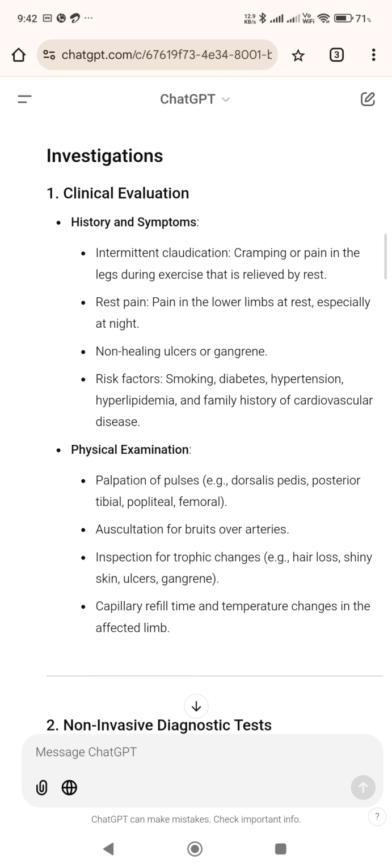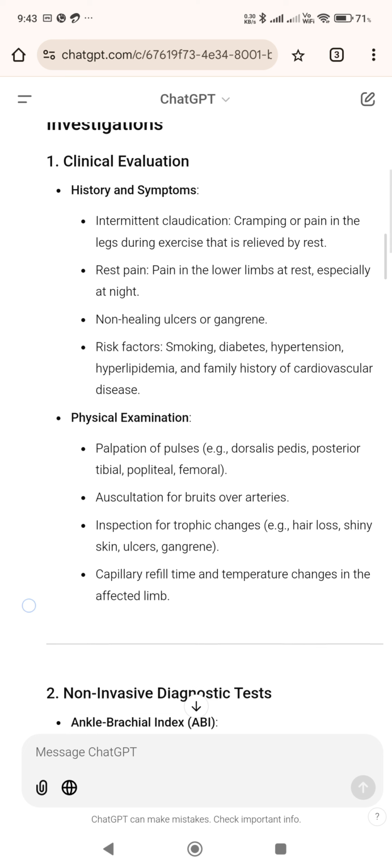1. Clinical evaluation. History and symptoms. Intermittent claudication: cramping or pain in the legs during exercise that is relieved by rest. Rest pain: pain in the lower limbs at rest, especially at night. Non-healing ulcers or gangrene. Risk factors: smoking, diabetes, hypertension, hyperlipidemia, and family history of cardiovascular disease.